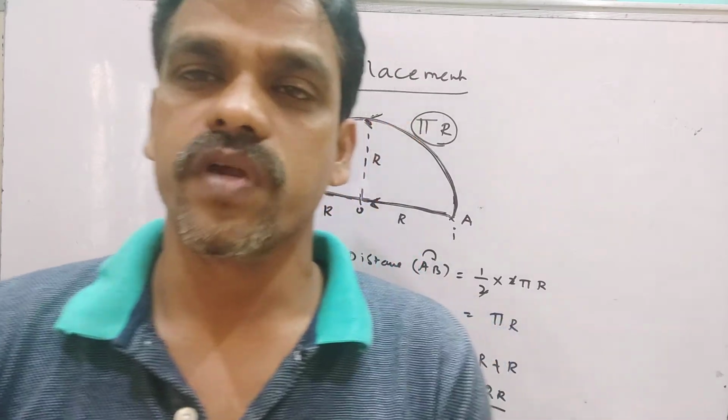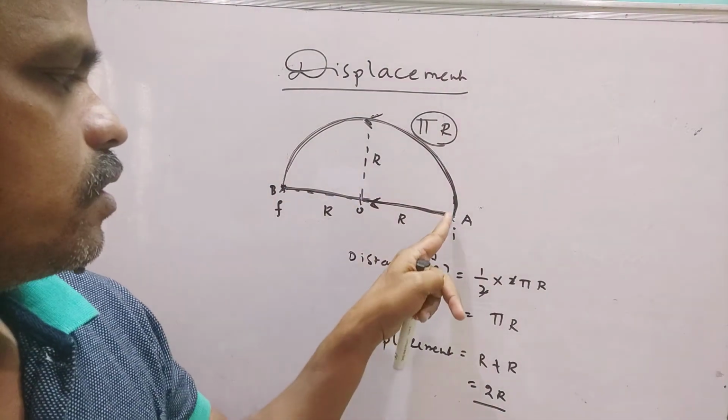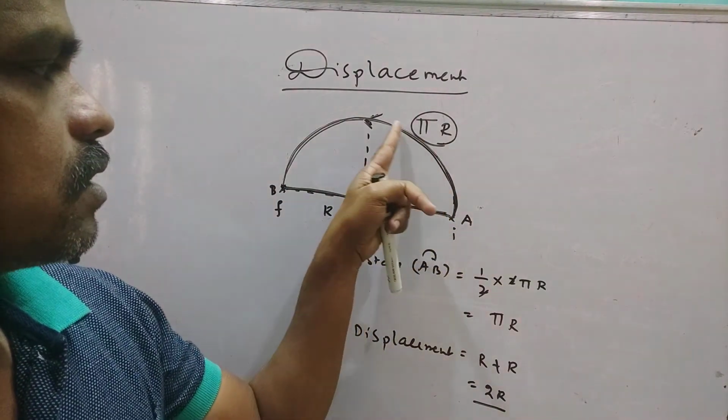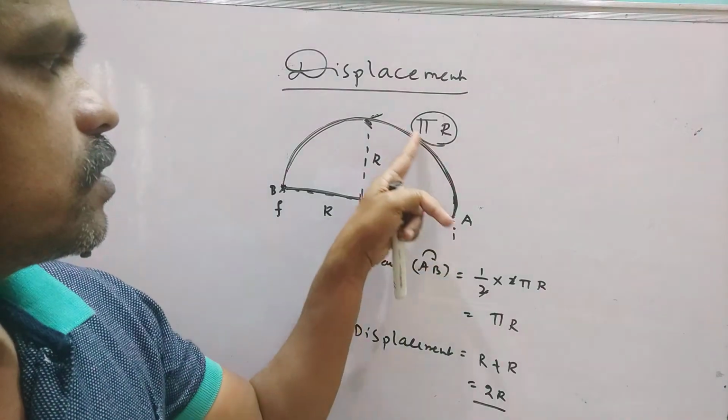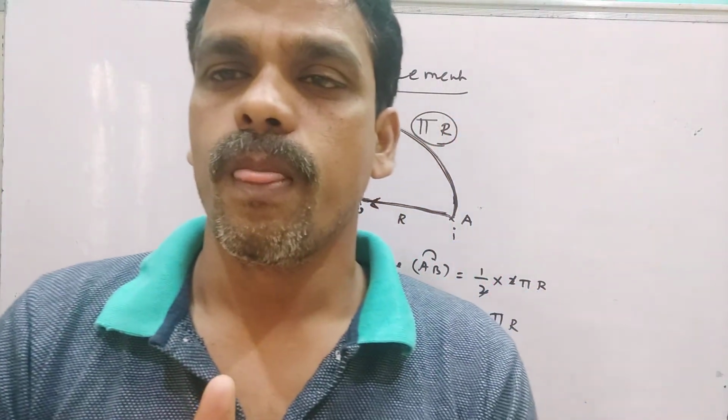This is the difference between distance and displacement. Displacement has a particular direction, A to B or B to A. Distance does not have a particular direction. It is only path dependent. Magnitude and direction, that is displacement. I think you got some idea about distance and displacement. Okay, thank you.